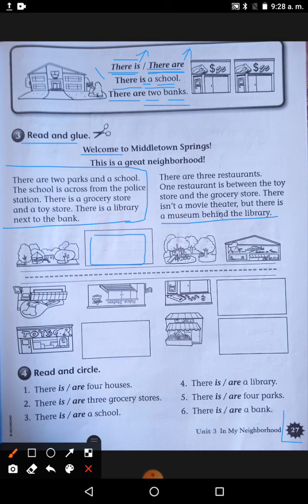Welcome to Middletown Springs. This is a great neighborhood. Repeat at home after me. There are two parks and a school. The school is across from the police station. There is a grocery store and a toy store. There is a library next to the bank.